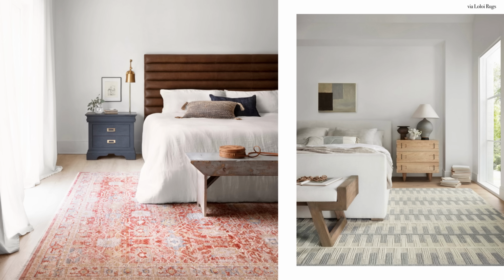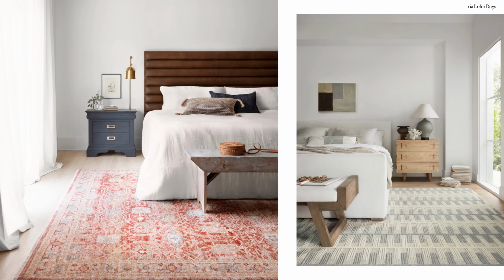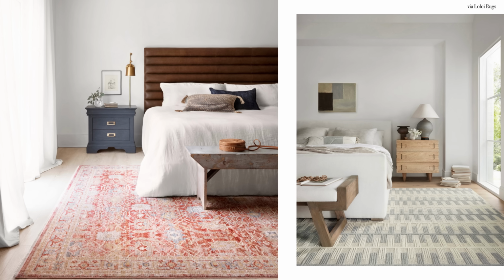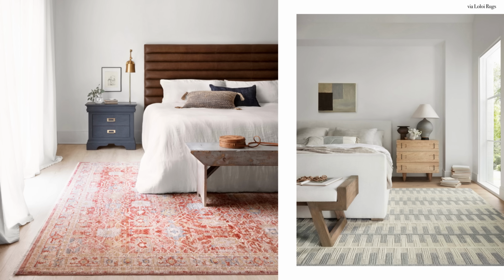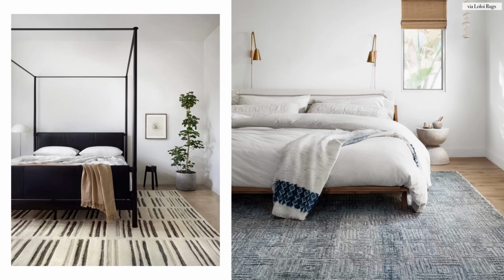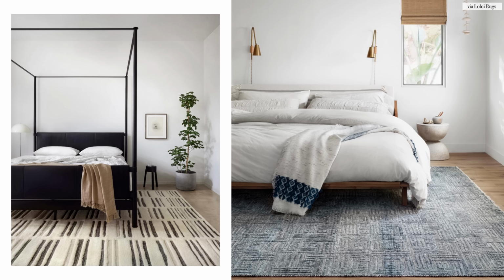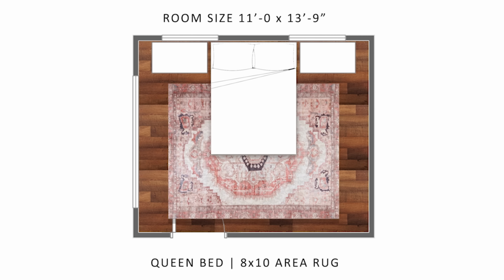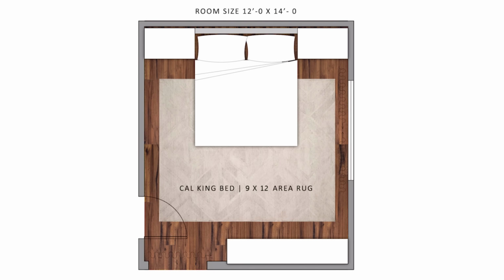Let's talk about bedrooms. I previously mocked up these rooms with different size beds from queens to kings and cal kings, and the minimum size area rugs that you should be laying underneath it. For a queen bed, the minimum would be an 8x10. For a king or cal king bed, the minimum size area rug should be a 9x12.